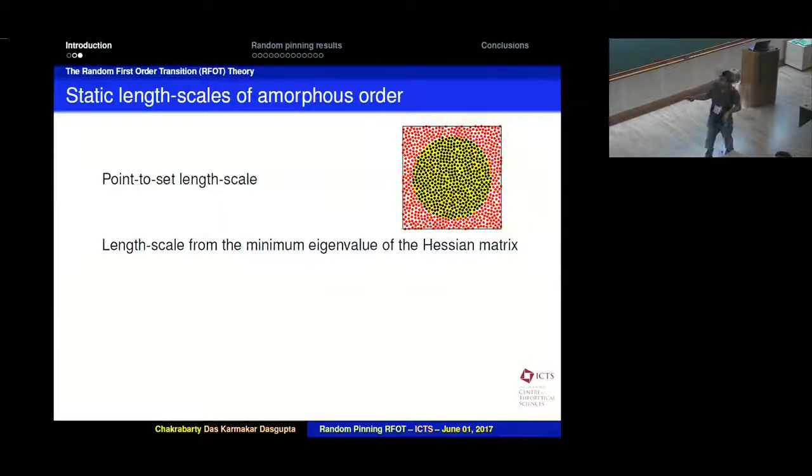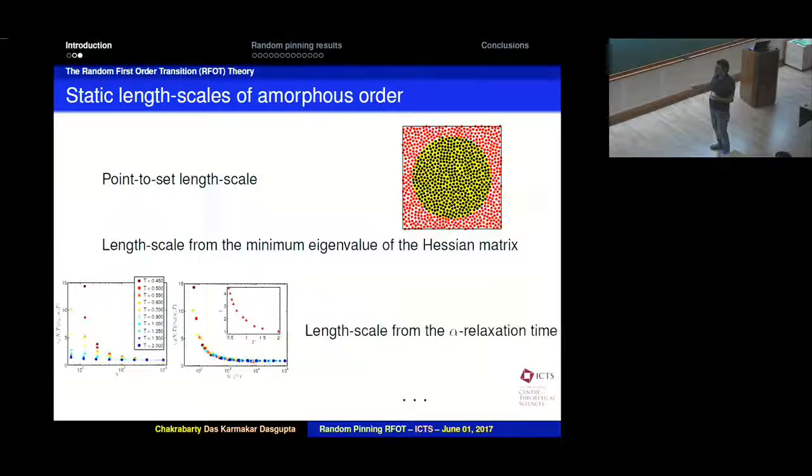So this can be done at low temperatures, and then you can think of any quantity which has a finite size scaling, and you can do a collapse of that, and from that you can get a static length scale. So any thermodynamic quantity, anything which is a property of the equilibrium state, you can do a system size scaling of that, and you get a length scale. And this is, for example, the length scale obtained from the alpha relaxation time. And the problem with all of them is that they don't work in the entire temperature regime.